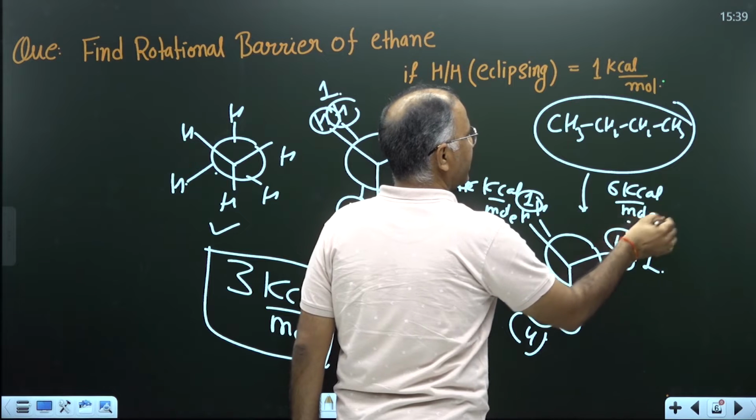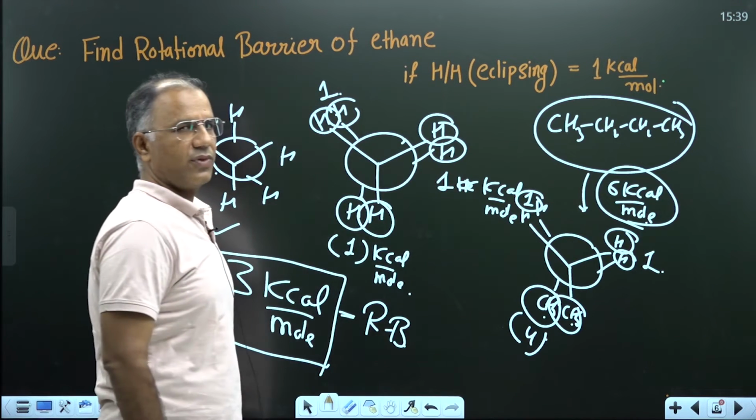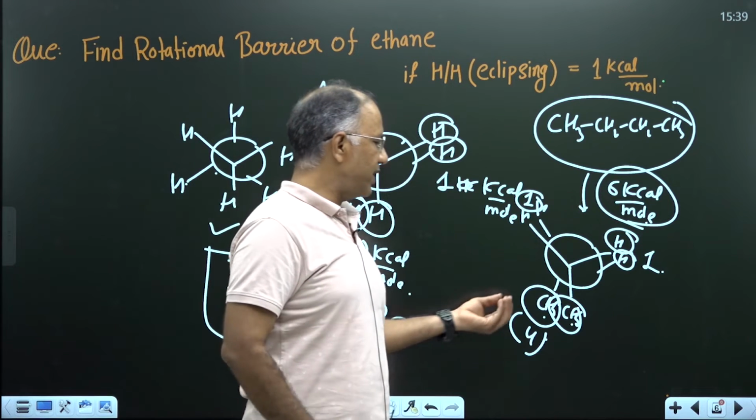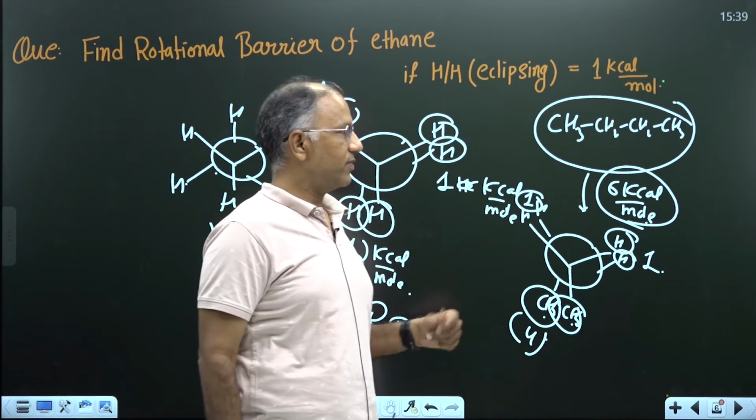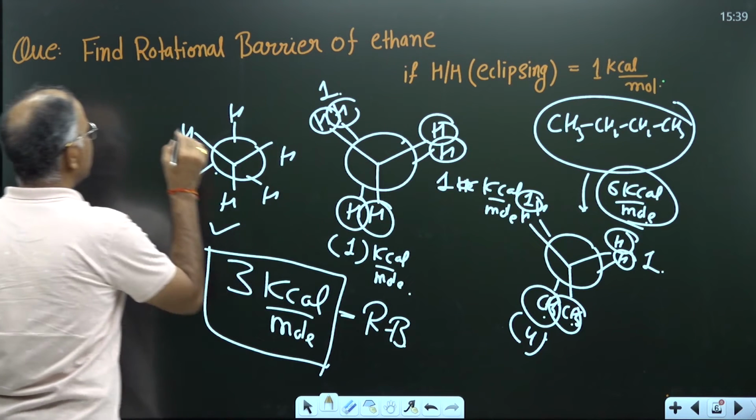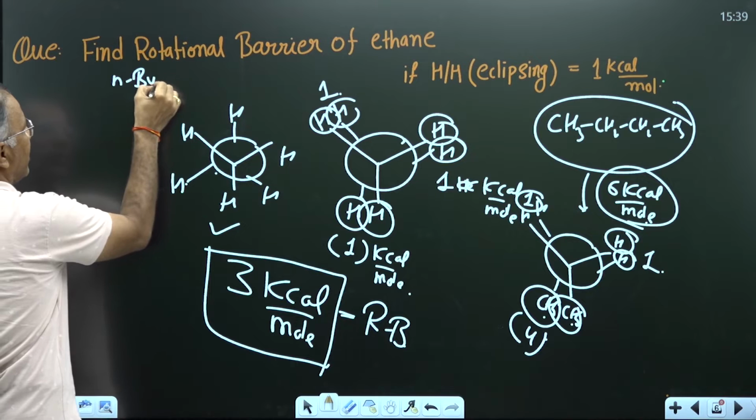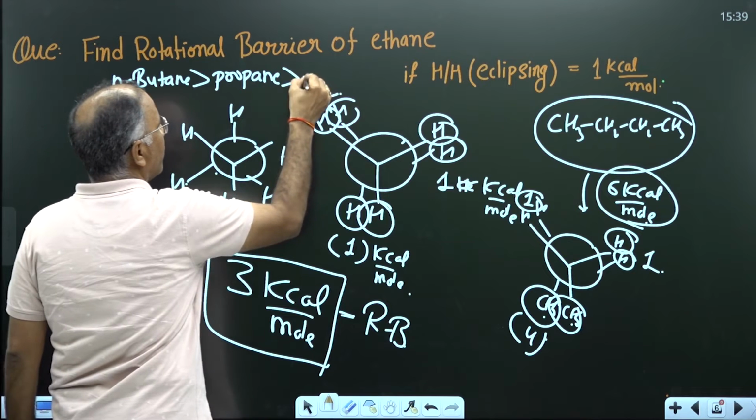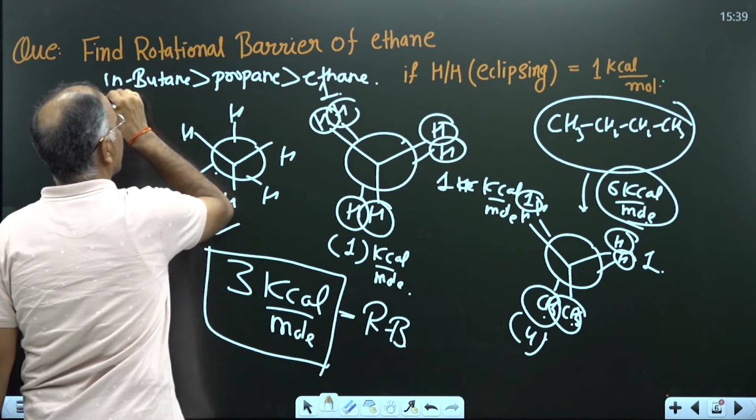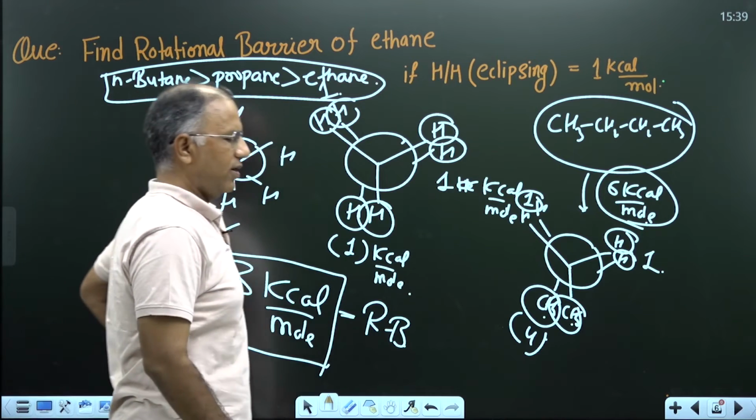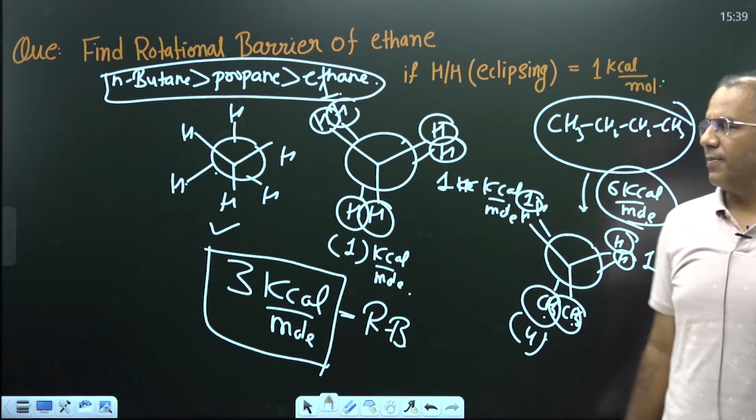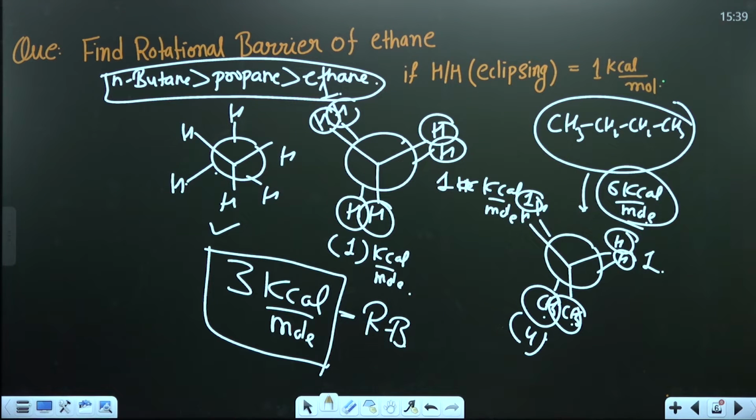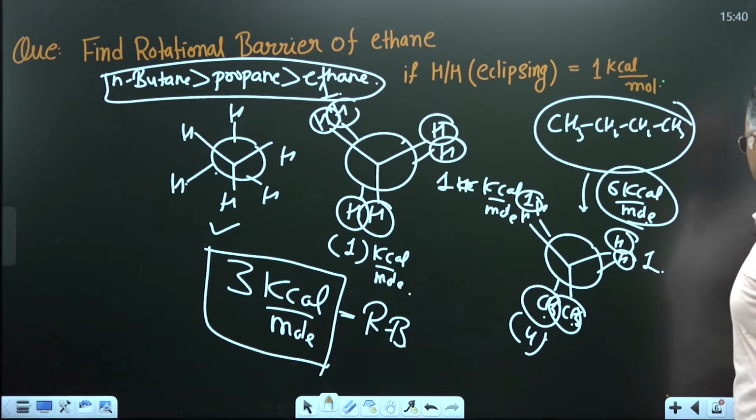That means it is greater than the value of ethane. As the size of carbon increases, the rotational barrier will increase. So we can say that the rotational barrier order is normal butane has more rotational barrier than propane, and propane has more rotational barrier than ethane. This is the order for rotational barrier. So write down in your notes, the rotational barrier order is normal butane, propane, ethane.